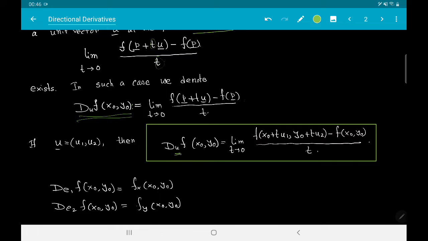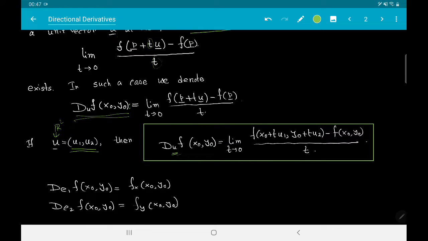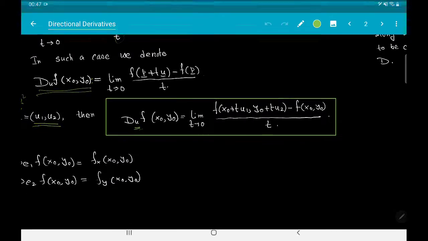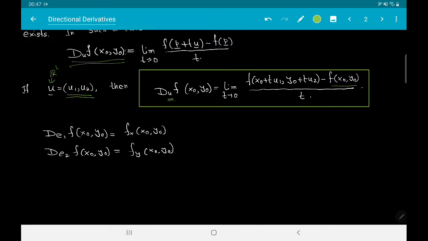If I want to write a more explicit expression for the directional derivative along the unit vector u, so u is a unit vector and u belongs to R2. So u is an element of R2, so it can be written as u1 comma u2. If you put in all the information, you will see that the expression turns out to be as follows: f of x0 plus t u1 comma y0 plus t u2 minus f of x0 y0, divided by t.